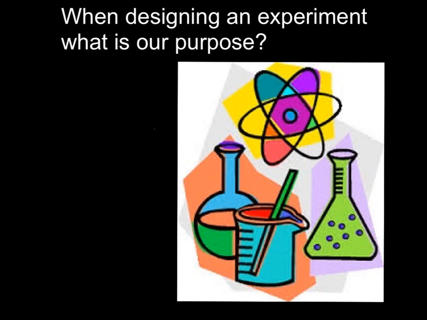When designing an experiment, what exactly is our purpose? We are trying to determine if a specific variable will have an effect on a certain outcome. So how can we be sure that it is our desired variable affecting the outcome and not something else? This is why controlling variables in an experiment is so important. We have to make sure that we take as many other variables into account as possible.